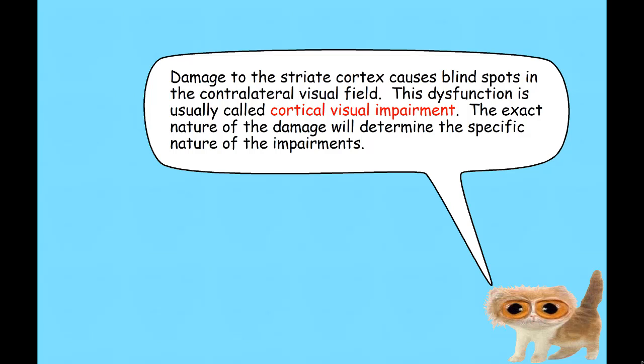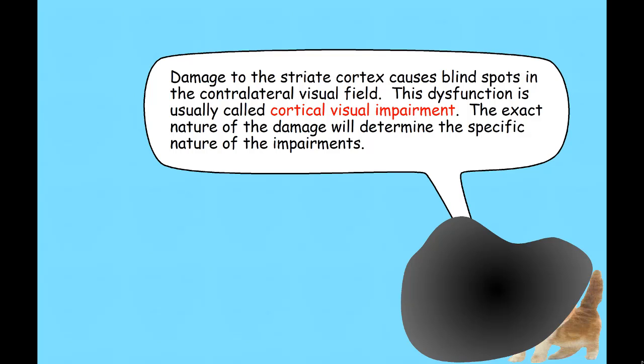Finally, we should note that if we have damage to our striate cortex, that causes blind spots in the contralateral visual field. So if you damage the right-hand side of your visual cortex, that damage will result in a contralateral visual field blind spot. It's called cortical visual impairment. The exact nature of the damage is going to be determined by the specific nature of the impairments, of course, but if I were to damage an area of your visual cortex, it might result in you getting this sort of strange blind spot. You can't see things in that particular area.